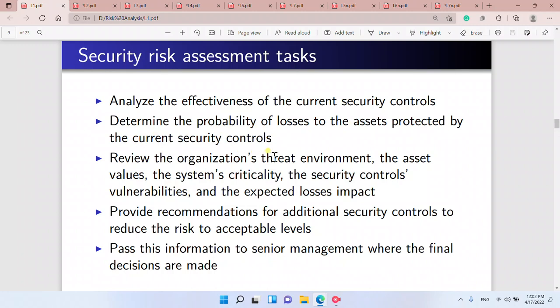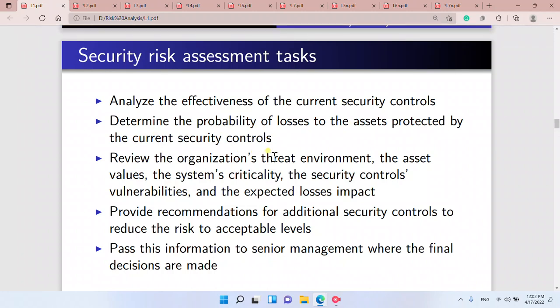Review the organization's threat environment and asset values, the system criticality, security controls, vulnerabilities, and expected loss impact. Provide recommendations for additional security controls to reduce the risk, and pass this information to senior management.